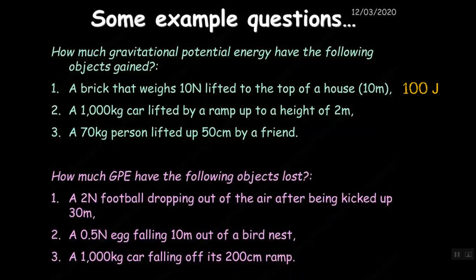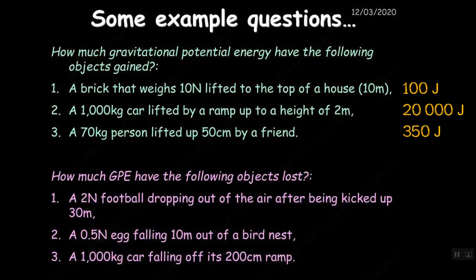A 1,000 kilogram car lifted by a ramp up to a height of 2 meters. Now that's very scary if you lift your car up 2 meters. Okay, so mass is 1,000, gravity is 10, times 2, so that's 10,000 times 2 gives us 20,000 joules. A 70 kilogram person lifted up 50 centimeters by a friend. Okay, so half a meter, you have to convert your 50 centimeters. So 70 times 10 is 700 times a half gives us 350 joules.